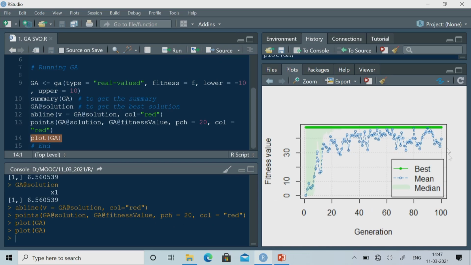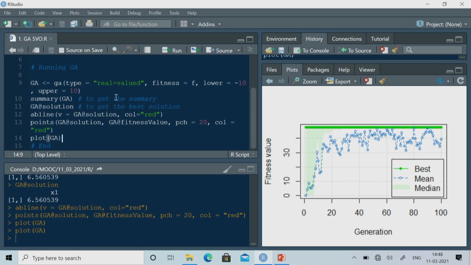You can see it is showing the best fitness and then the mean value as well as the median value, and you can see that with generation the mean value, which means all the population, is converging towards the global optimal solution. Okay. So, this is the solution of this problem using genetic algorithm.